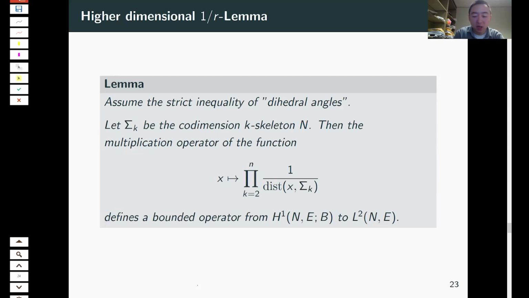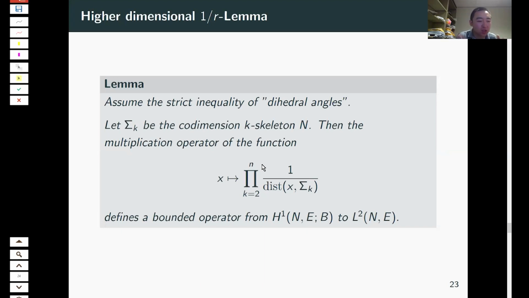So if we assume the strict equality of dihedral angles, well, quotation mark means, well, possible inner products, then the multiplication of this function is a product of the distance from x to all the sigma k. Sigma k is a codimension k skeleton, where k is from 2 to n. We'll start from the codimension 2, codimension 3, codimension 4, and even higher. And then we'll multiply them all together. It's still a bounded operator. So this means even in a higher dimension to do the deformation, it will involve some unbounded error term, but still a bounded operator.